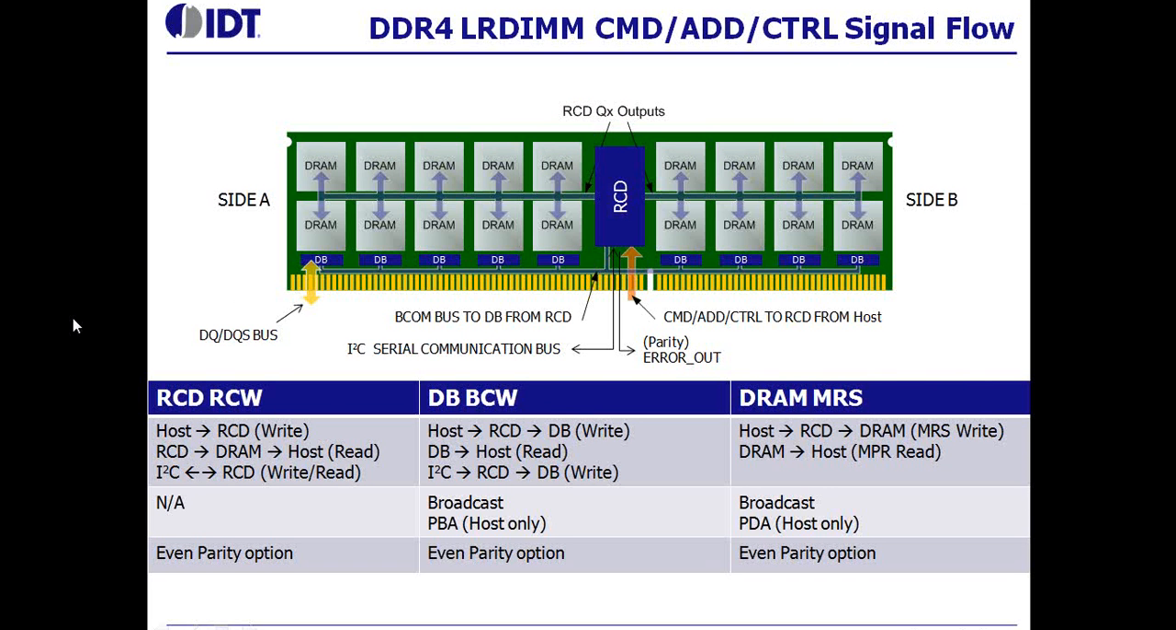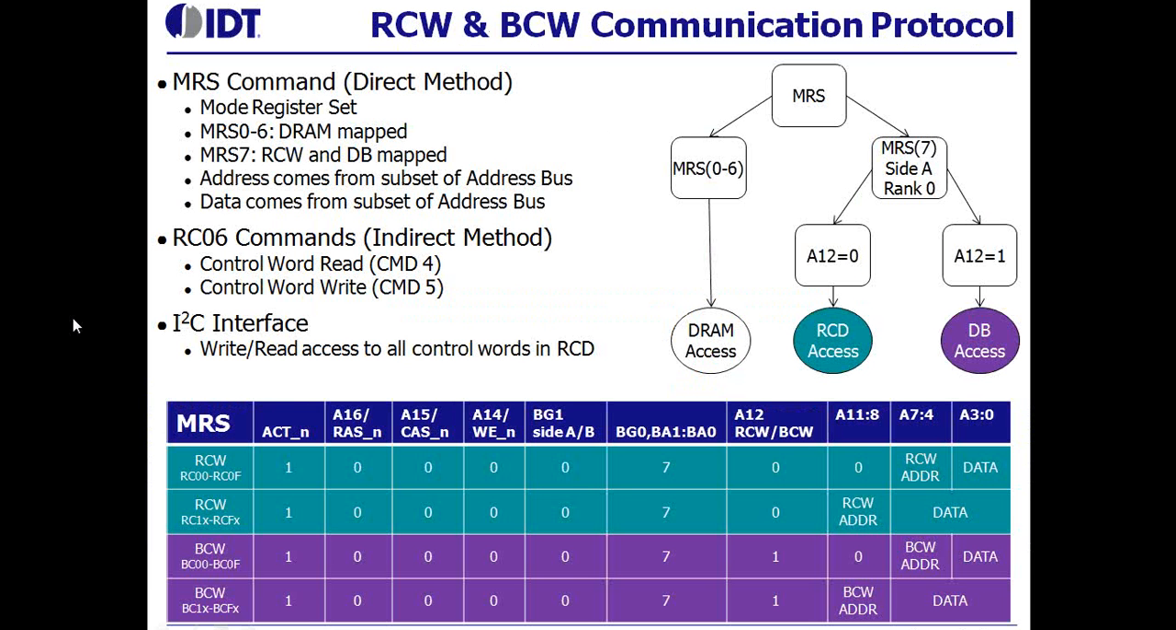Then finally, there's even parity options available to make sure that the signals flowing into the RCD from the host, as well as into the DRAMs and the data buffers, is valid data. And the difference here is that in DDR3, only the signals flowing from the host into the RCD had parity checking. There was no parity checking for the DRAMs.